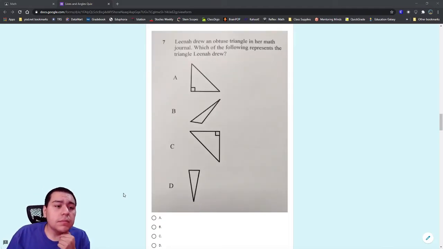Question 7. Lena drew an obtuse triangle in her math journal. Which of the following represents the triangle Lena drew? Triangle A, triangle B, triangle C, and triangle D.